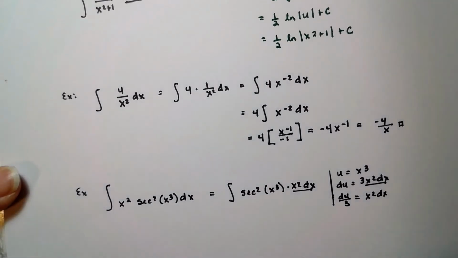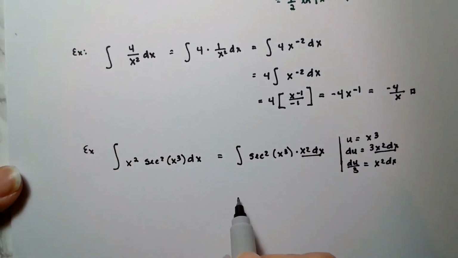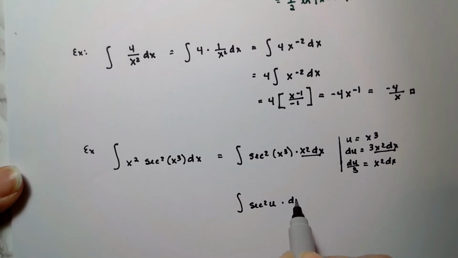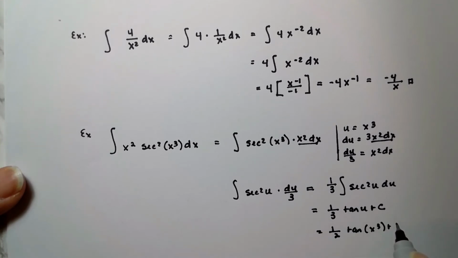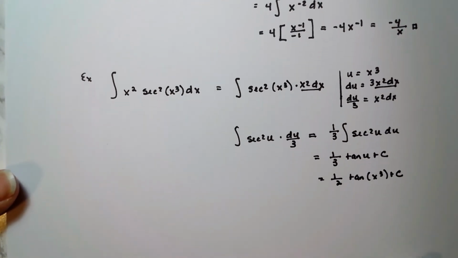And now they look identical, and so what that means is that I can write a new integral as secant squared of u times du over 3. And that means I can bring that 1/3 out and focus on secant squared of u du. This is an easy antiderivative. We know that the antiderivative of secant squared is the tangent of u plus c. And if I back substitute, I'm going to have the tangent of x cubed plus c. This is awesome stuff.